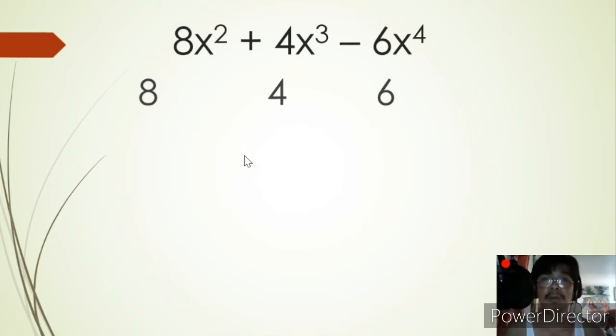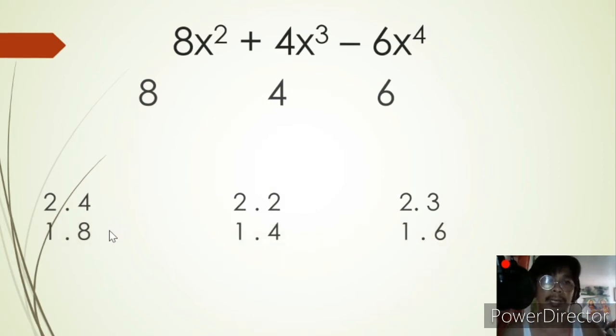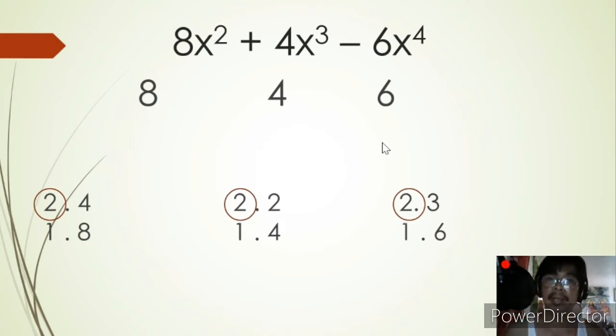Now, to find the greatest common factor between 8, 4, and 6, all we need to do is to factor each number. Example, the factor of 8 is 2 times 4. The factor of 4 is 2 times 2. The factor of 6 is 2 times 3. We have another example of factors of each number, like 1 times 8, that is also 8. 1 times 4 is also 4. And 1 times 6 is also 6. But we're going to get the greatest. That's why we're going to get 2. Okay, so that is the common factor or the GCF between 8, 4, and 6.